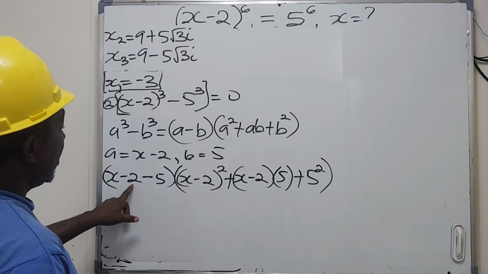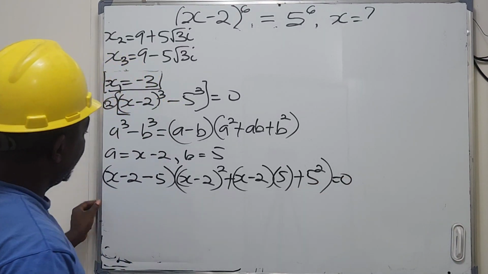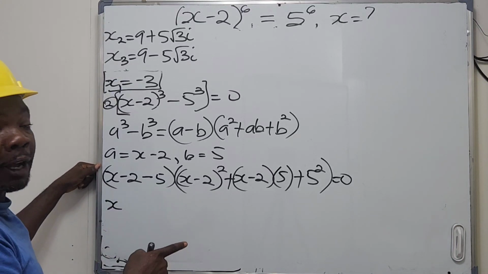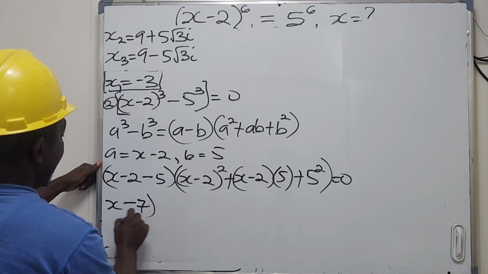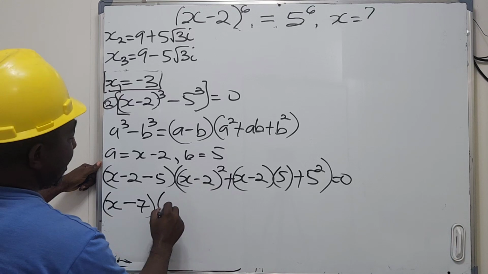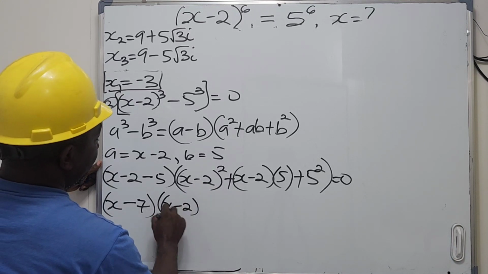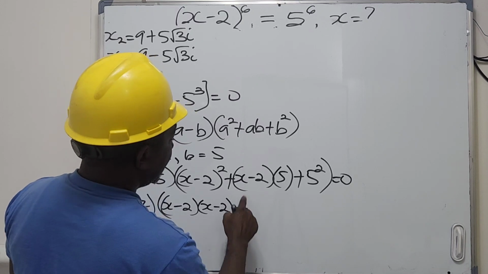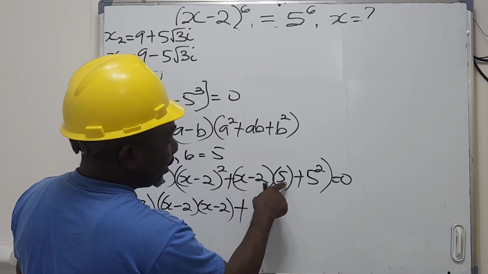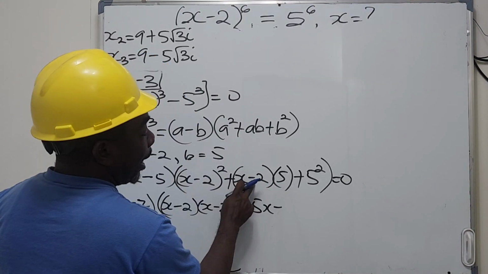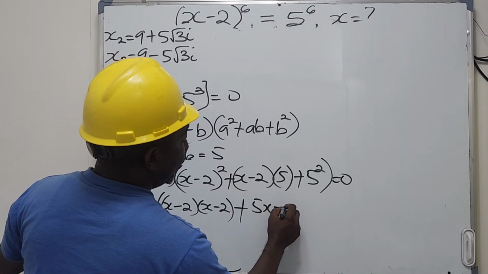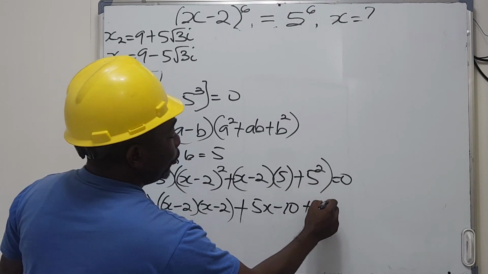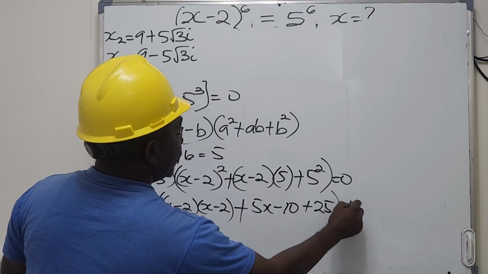So in this case, all this equals 0. We will have x minus 2 minus 5, which becomes x minus 7. That is for the first parenthesis. Then we have x minus 2 into x minus 2, plus x times 5, we have 5x, minus 2 times 5, we have minus 10. So we bring down plus 5 to the power of 2 is 25, all equals to 0.